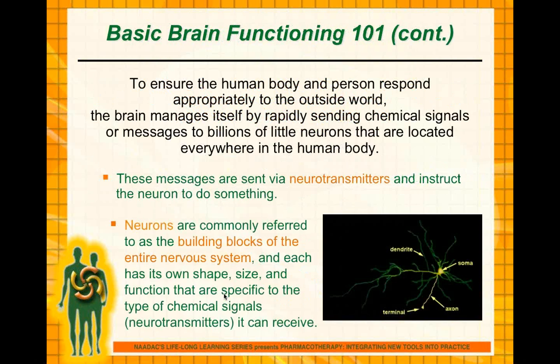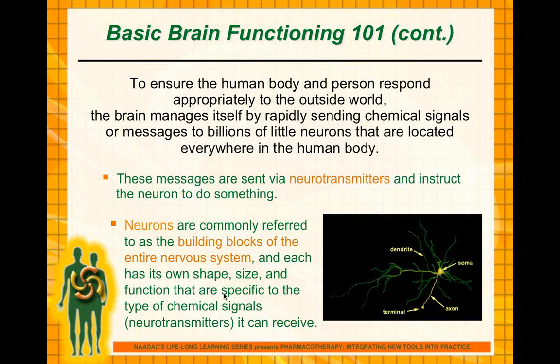And just to break down very, very simplistically, I'm sure you guys are all very familiar with that image on the right. It's the iconic image of a neuron. And essentially the body is made up of millions and billions of little neurons that are commonly referred to as the building blocks of our entire nervous system.